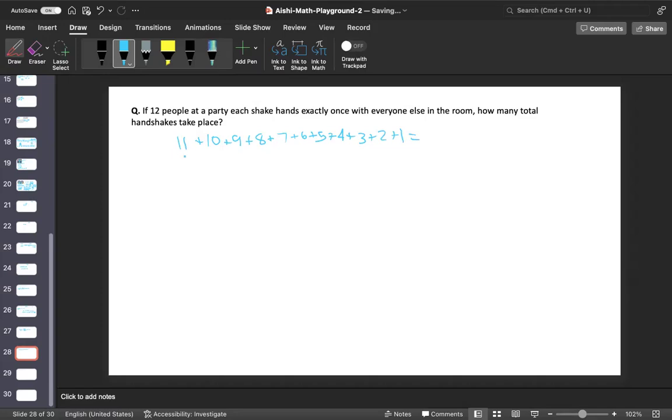Okay, so 11 plus 1, that's 12. So how many groups of 12 can we find? 12 plus 12, 24. 24 plus 12, 36. 36 plus 12 would be 48. 48 plus 12 is 60. And then we end up with 66. Okay.